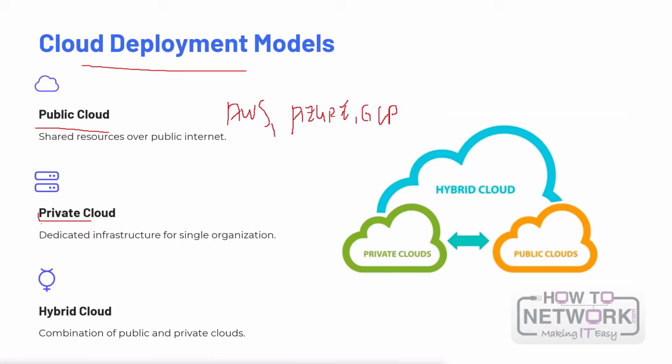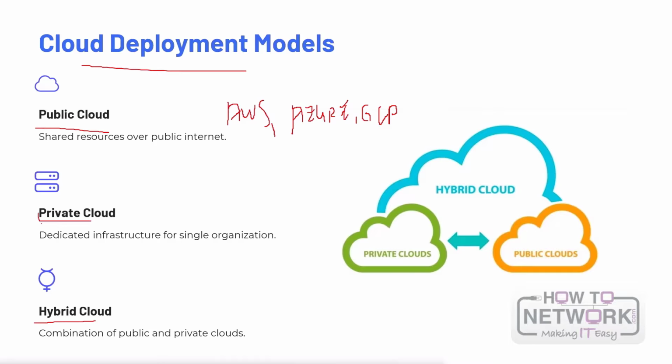Next one are private clouds. Private clouds offer dedicated cloud infrastructure tailored exclusively for a single organization. This model provides a high degree of control, security, and customization, ensuring complete isolation and data privacy. Private clouds are particularly suitable for organizations with strict compliance requirements or sensitive data handling needs. They often involve significant upfront investments and require dedicated IT personnel for management and maintenance.